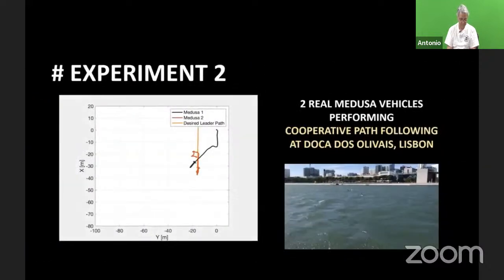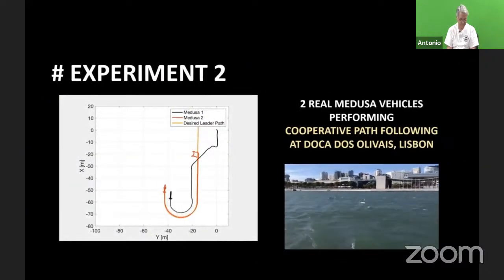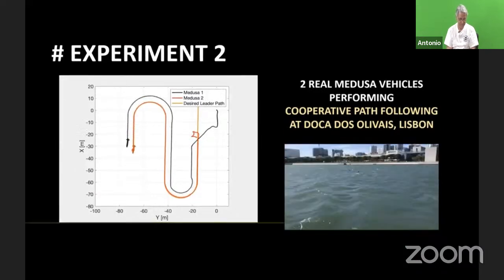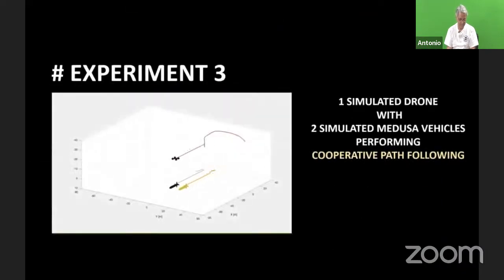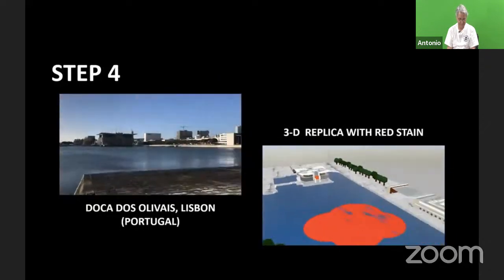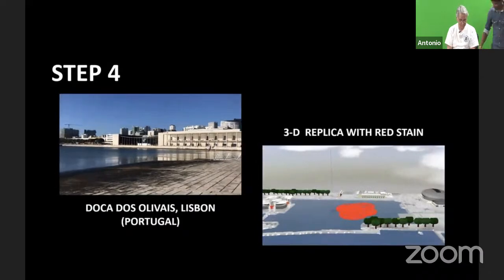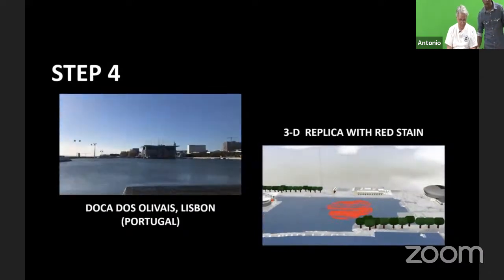We then perform experiments where two real surface vehicles perform complex maneuvers. For the third experiment, we can use a drone and a series of surface vehicles. Now, we have algorithms to follow a path. What you see is to simulate an oil spill. For that, we create a 3D replica of the Lisbon site with a red stain. We then put this virtual world in a simulation.